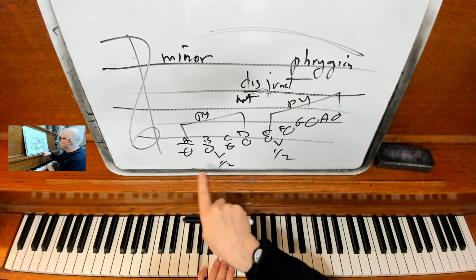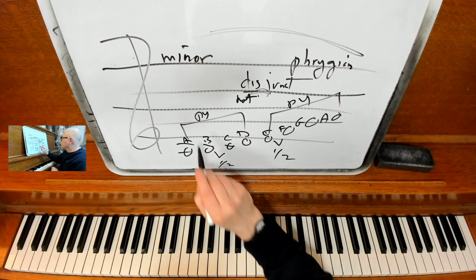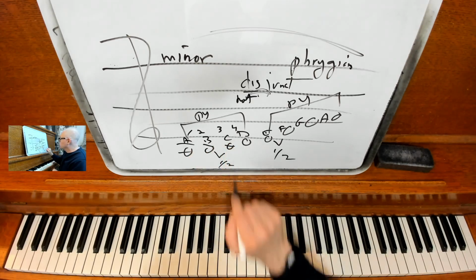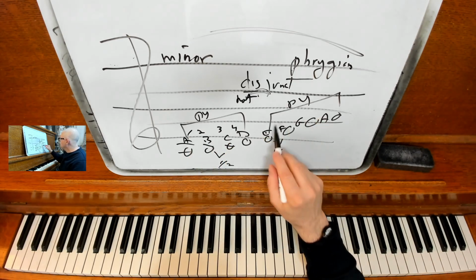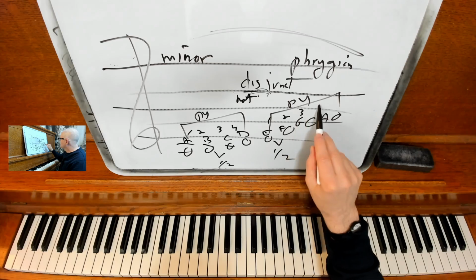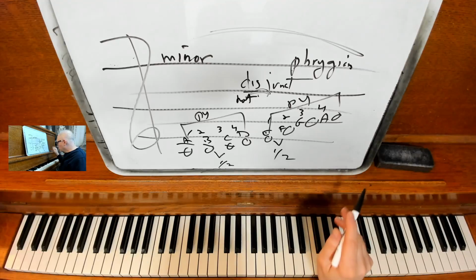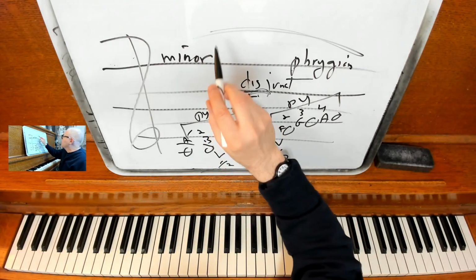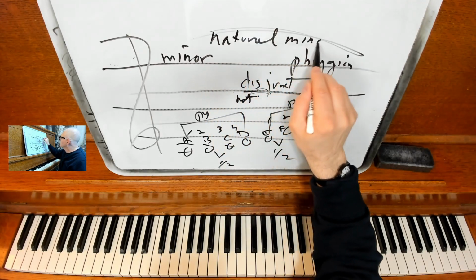Why? Well, the lower one, the half step is between the third and fourth degree, and the upper one, the half step is between the first and second note of the tetrachord, okay? That all together we would call what? That would be a natural minor scale.